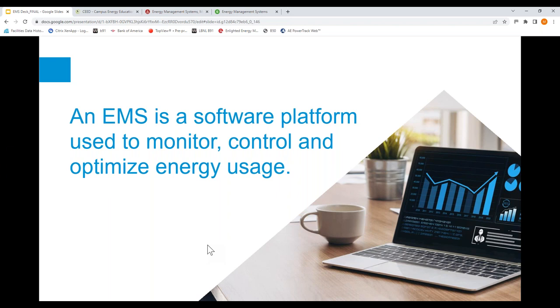Essentially, those two things are the exact same thing. And then when we talk about energy management systems, I've seen it as EMIS, which is Energy Management Information System, and also EMCS, which is Energy Management Control System. So there's a lot of different terminology out there. You might hear some other things like analytics software, fault detection diagnostics, or dashboard. There's definitely a lot of words swirling around this EMS.